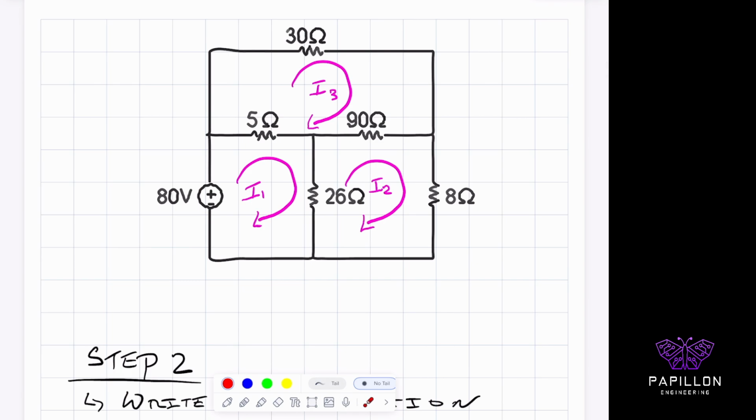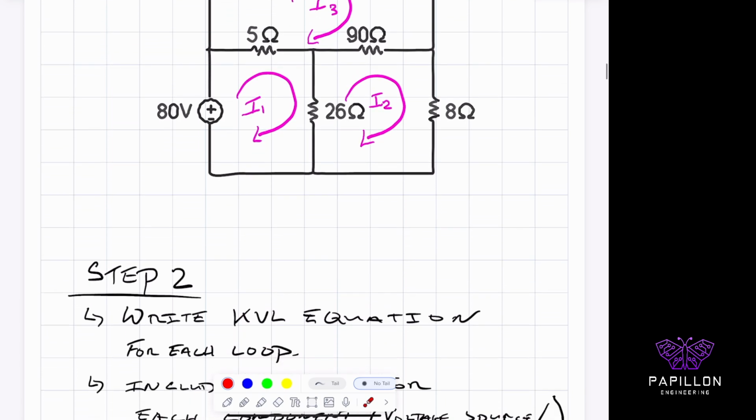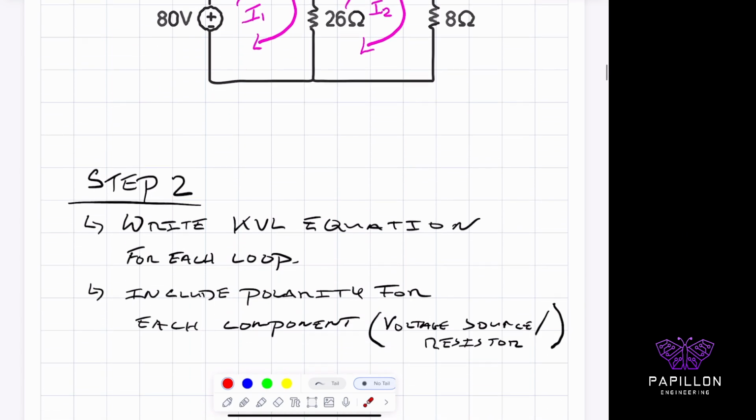Some books use IA, IB, IC. But I like to number them because it keeps it simple for me. And again, it doesn't have to stop at 3 loops, it can go technically infinitely. So once you get step 1 down, here's my 1, 2, and 3. It doesn't really matter which one you call 1, 2, or 3. It's really up to you as far as which one you prefer to use.